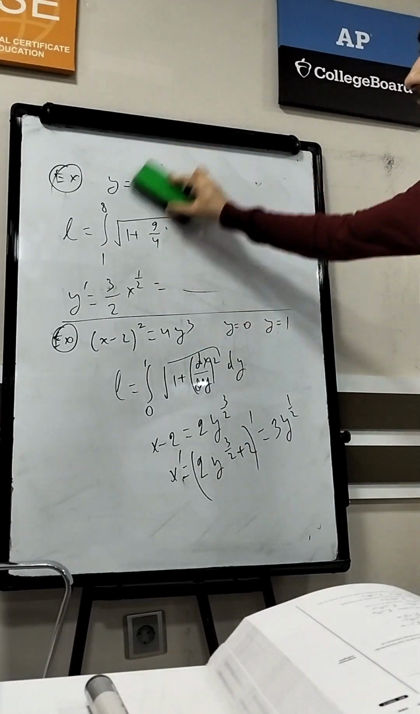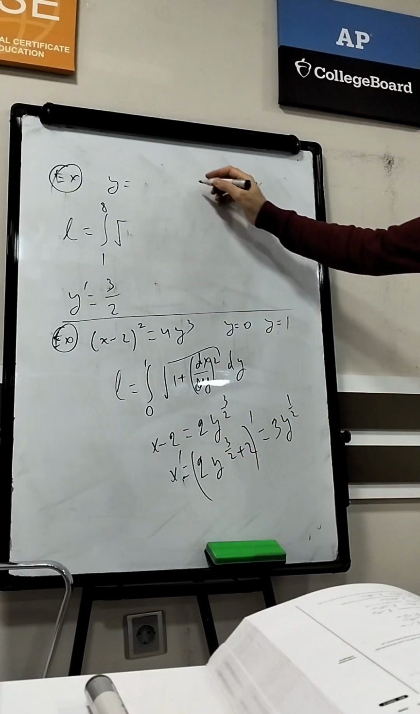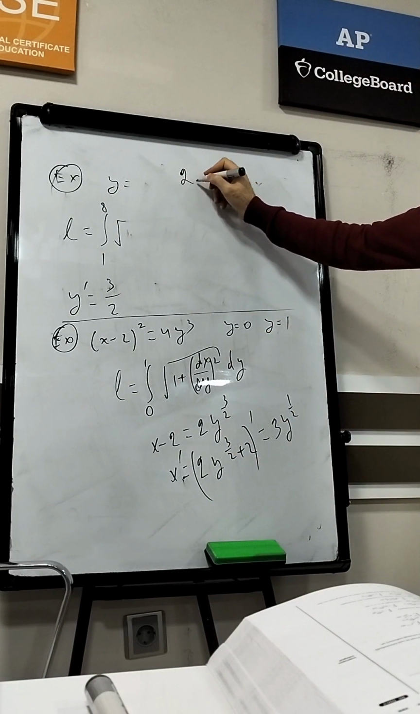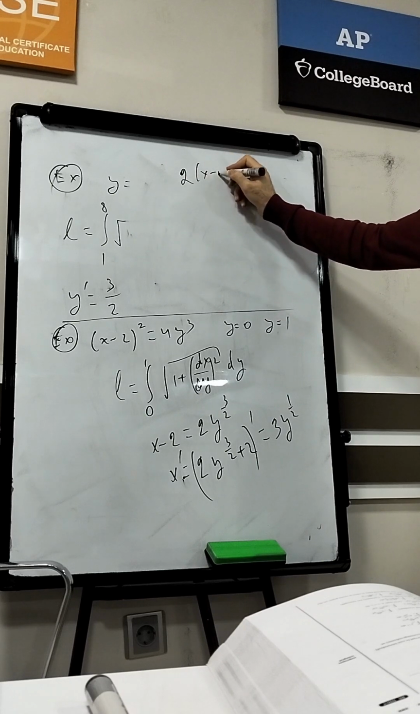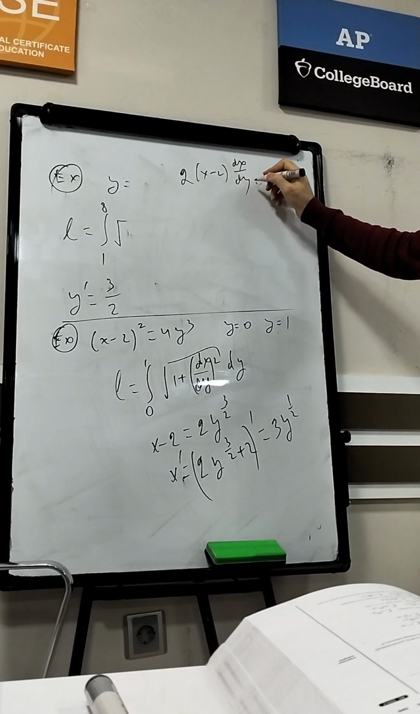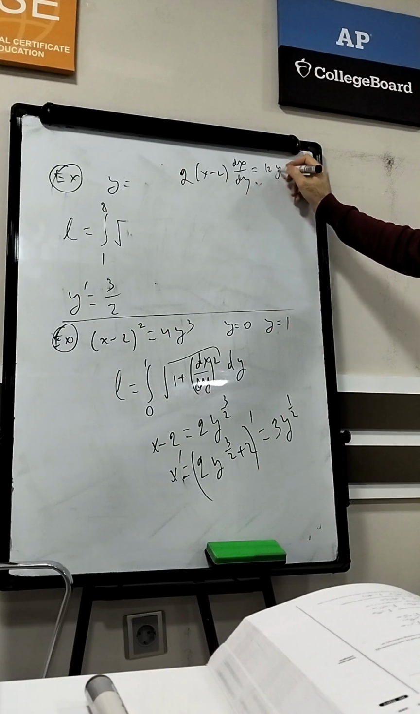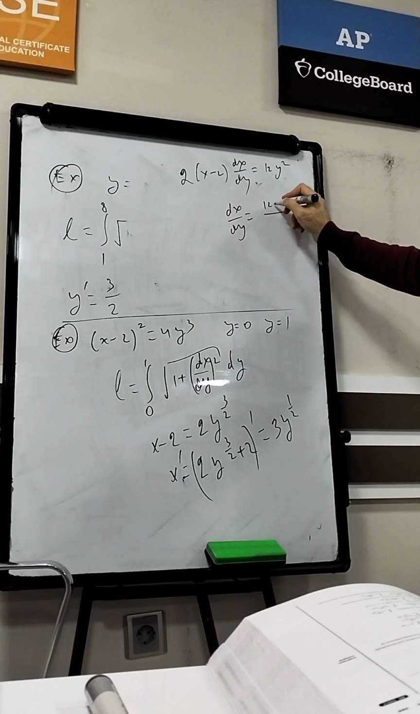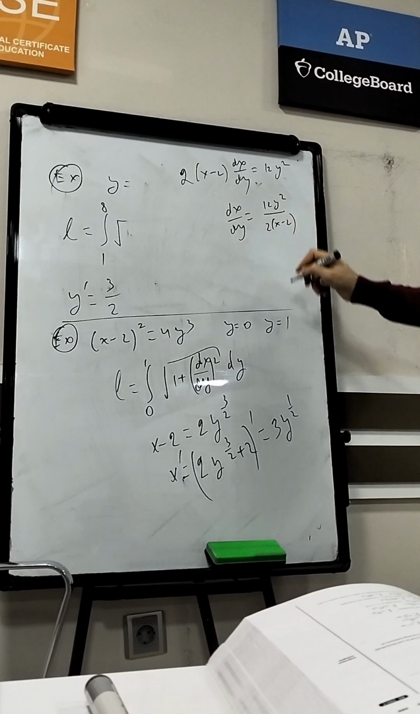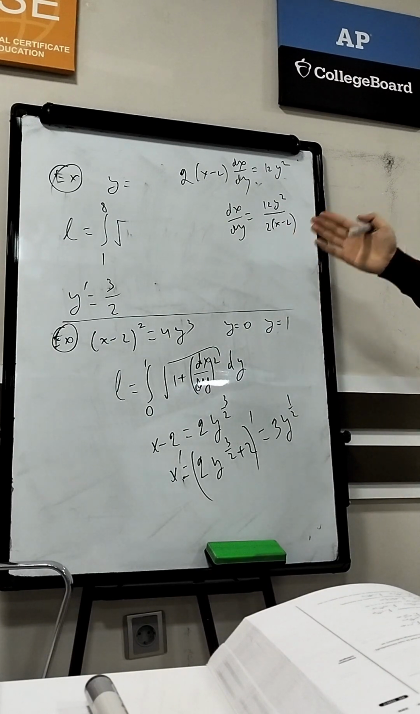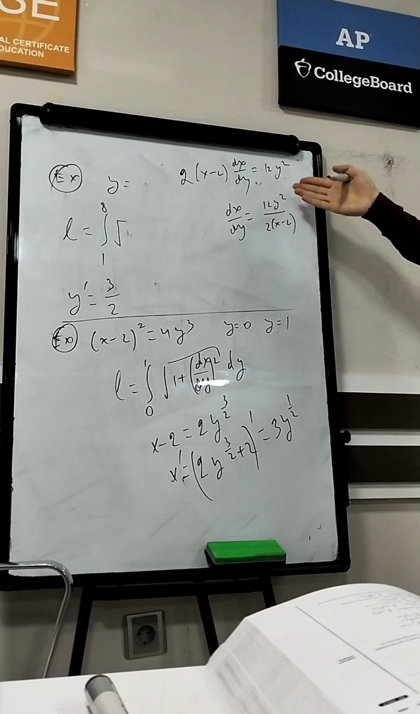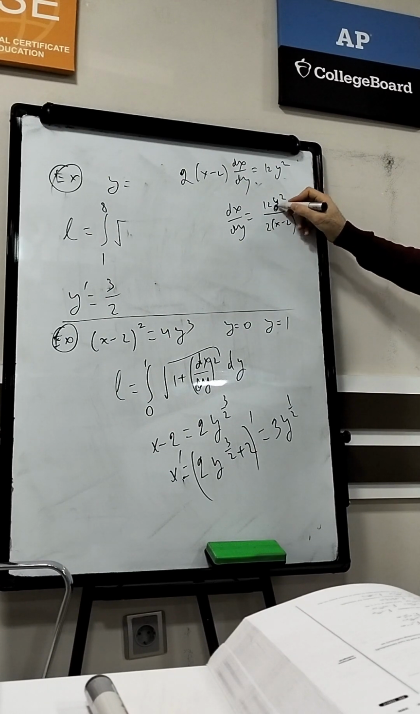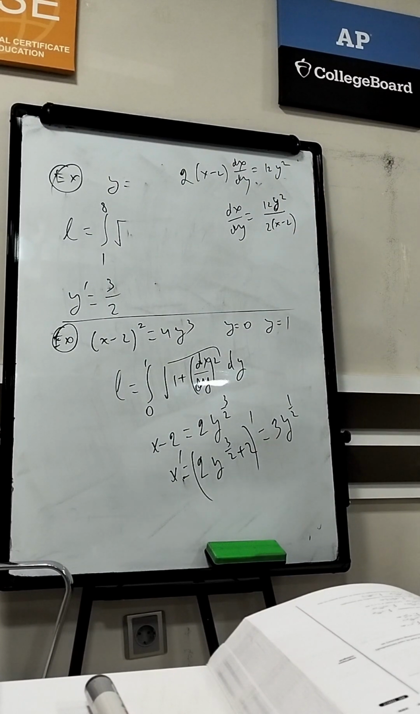Together, dx over dy is equal to 6. Derivative of both sides, right? 2(x minus 2) dx over dy equal to 12y squared. dx over dy equal to 12y squared over 2(x minus 2). You cannot leave dx over dy in terms of y and x, because it will not work in the formula. We should write the result in terms of only y.